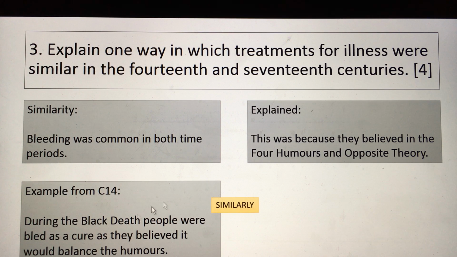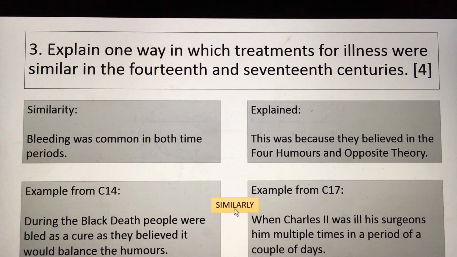Then you need to use a connective word to show that you're comparing them. In this case, it's going to be similarly, because we're talking about a similarity. If we were talking about differences between the 2 time periods, we'd use however, whereas, on the other hand, something along those lines. Okay? But it's similarly.